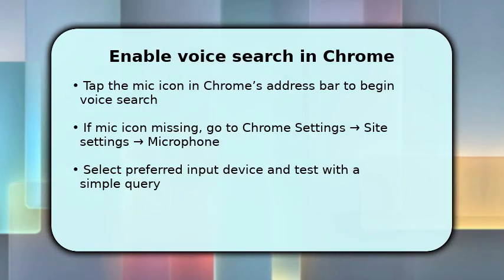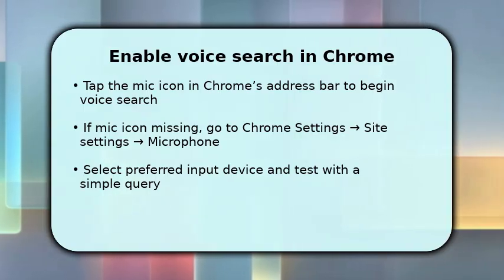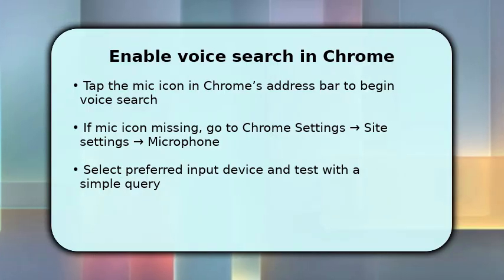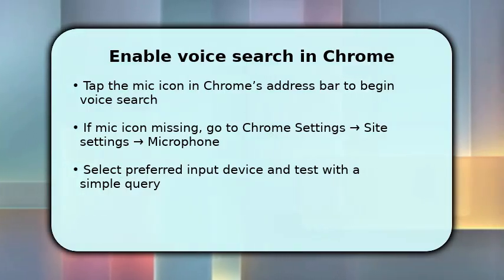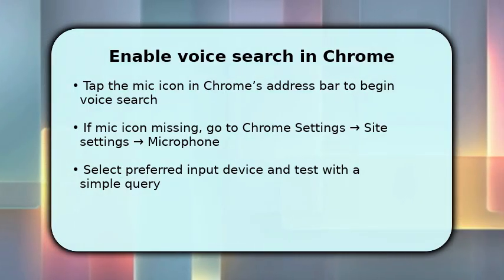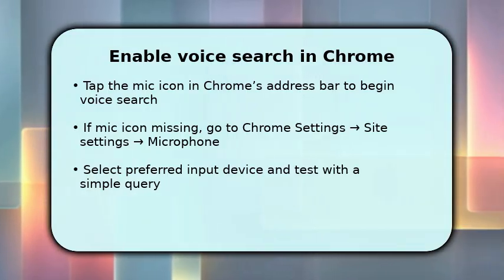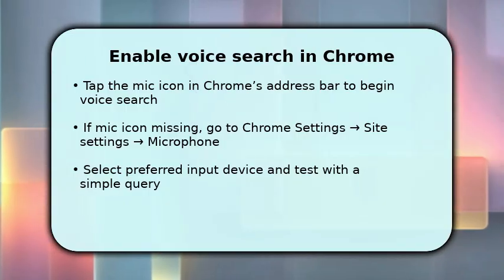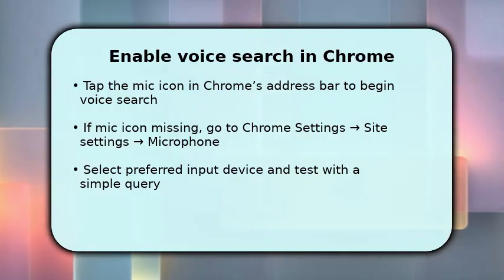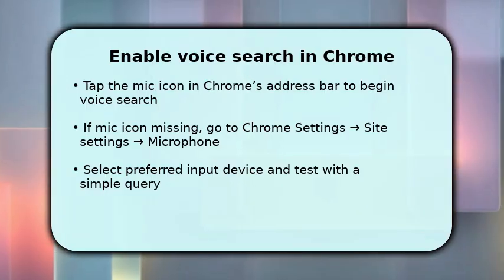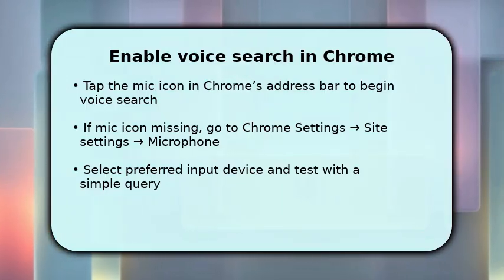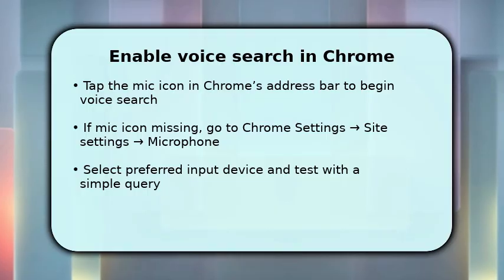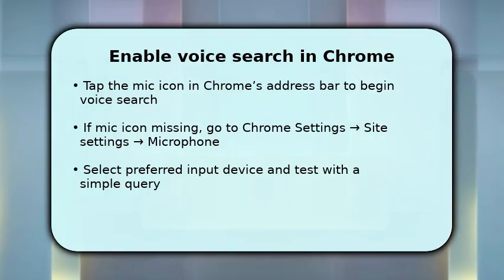If the icon is missing, go to Chrome settings, then Site settings, then Microphone, and confirm a microphone is selected and allowed. You may need to toggle the permission off and on to re-register access. Once the microphone is active, try saying a simple command like weather to check recognition. This middle step resolves many configuration issues and confirms the feature is enabled.